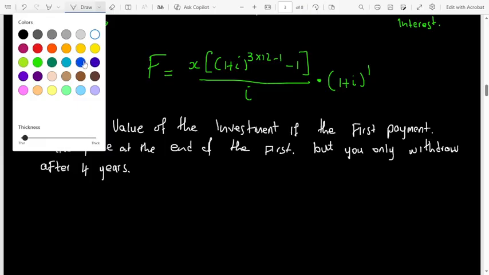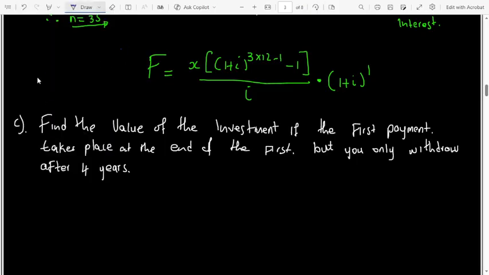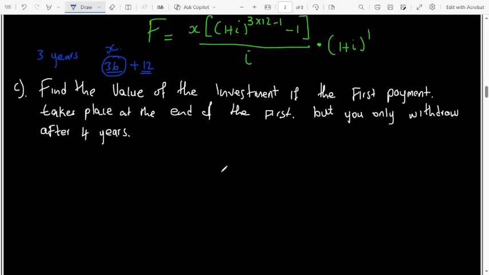We're going to invest the money for 3 years. Then we're going to withdraw after 4 years. So this tells you that we're going to make 36 monthly payments. Then after making 36 monthly payments, we're going to leave this money for an additional 1 year, for the remaining 12 months. It's very important to indicate this on your number line so that you don't make mistakes.